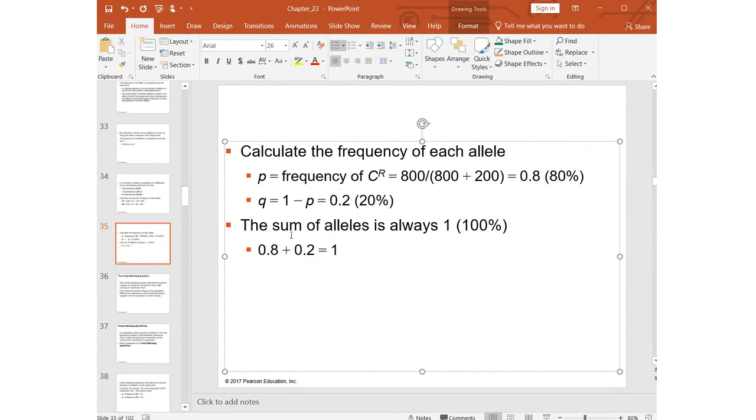And then for the white allele, the proportion of the population is 0.2 and 20%. So 20% of the alleles at that gene are the white allele. Remember, the sum of all the alleles is always 1, and in percentages it would be 100%, of course. And so a proportion of 0.8 and a proportion of 0.2 added together equals 1. That's a good way to check your work, because if you add the two proportions together and you don't get 1, then you've done something wrong.